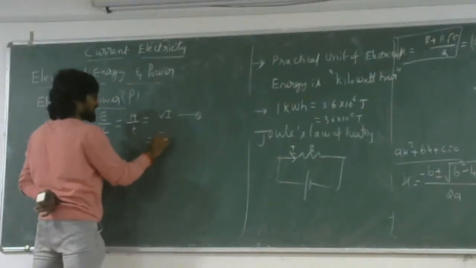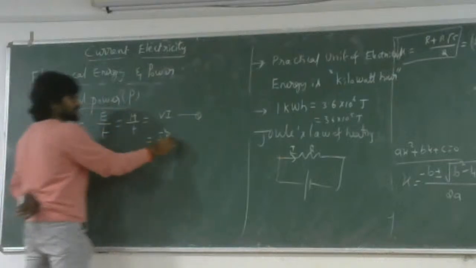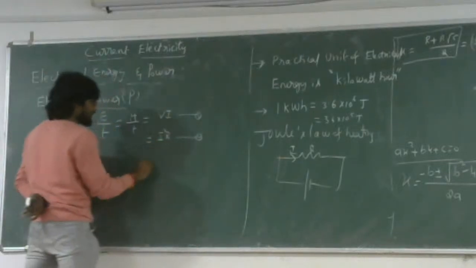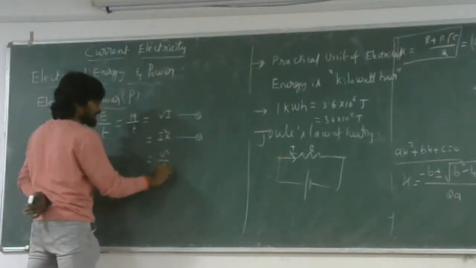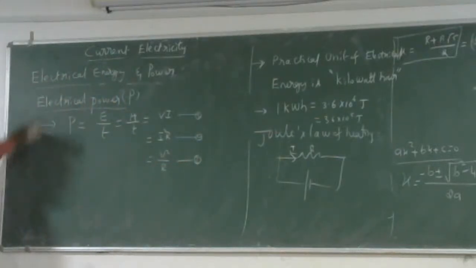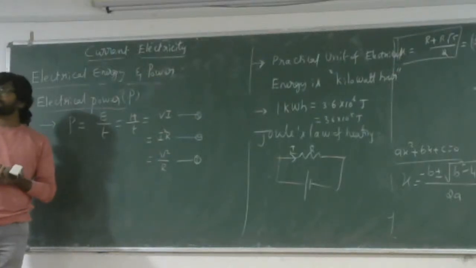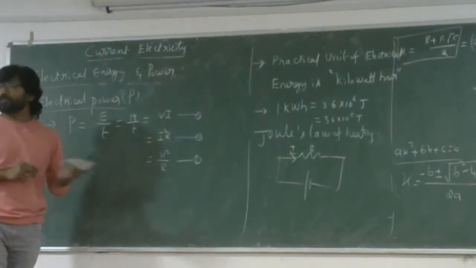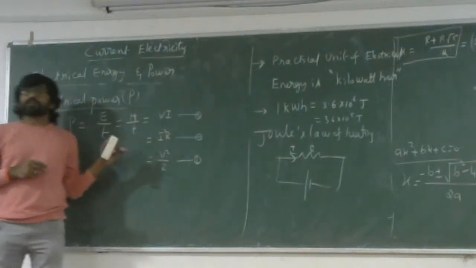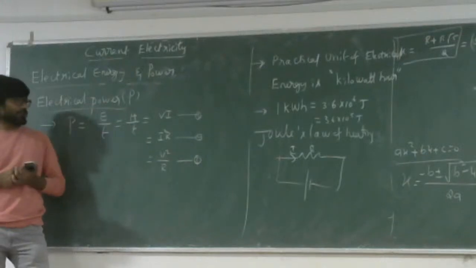Another one is I square R T by T, so you get I square R, and V square by R into T by T, T cancelled, so we get V square by R. These are different expressions for power consumed in an electrical circuit.